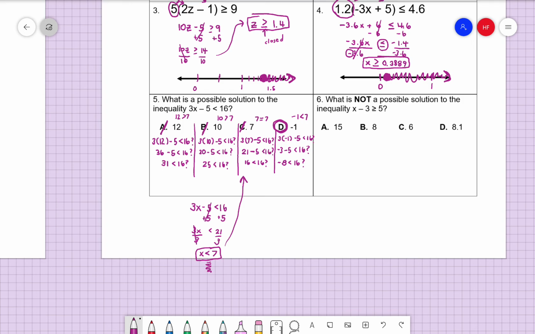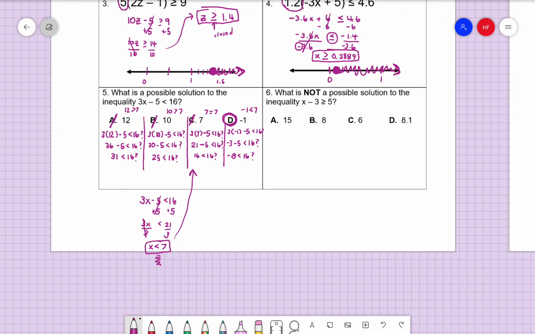So then on number 6, we're going to try this one only going the second way that we did this. So what is not a possible solution to the inequality? X minus 3 is greater than or equal to 5. So which is not a possibility. So we're going to go ahead and solve this. X minus 3 is greater than or equal to 5. I want to get x by itself, so I'm going to move that constant. So x is greater than or equal to 5 plus 3 is 8. So I need my answer to be greater than or equal to 8.